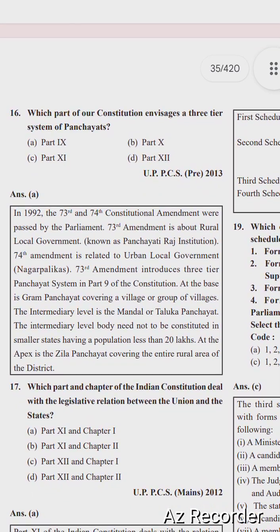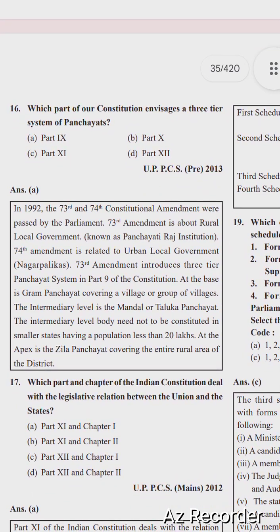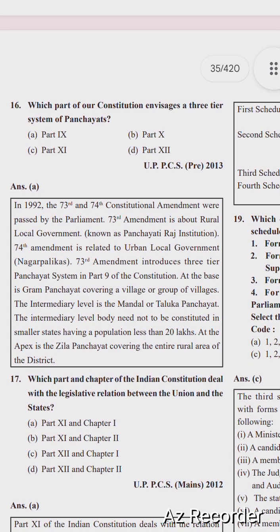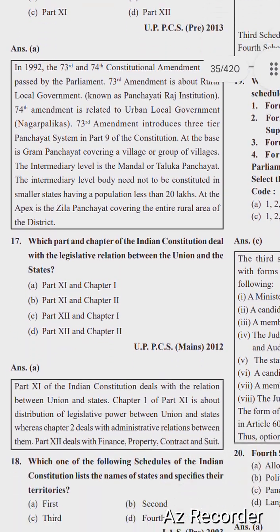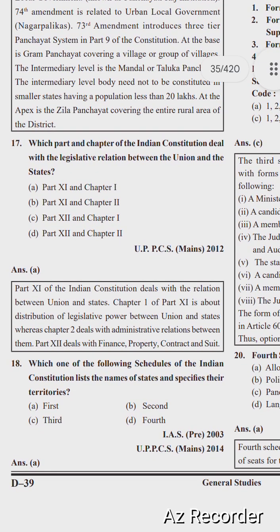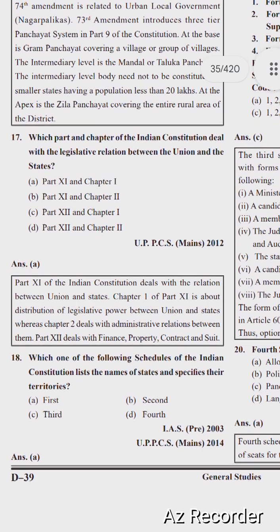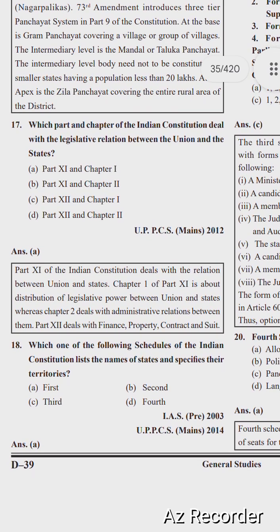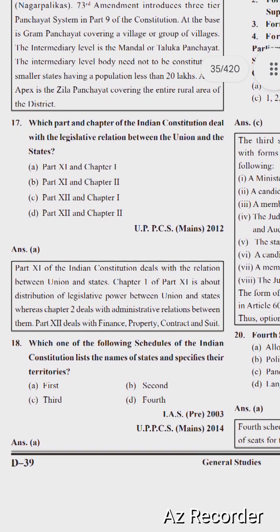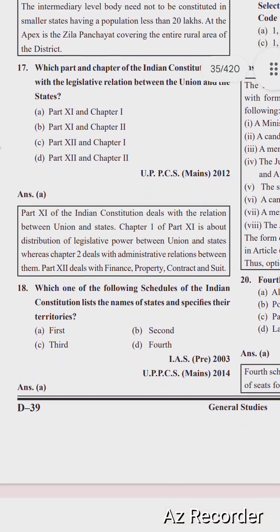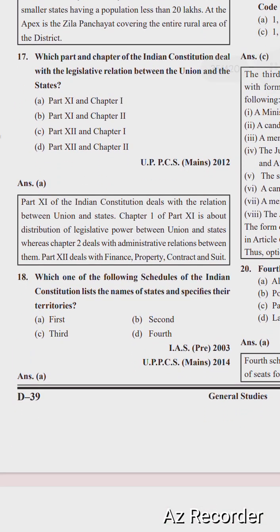Next question is, which part of our Constitution envisages 3 tiers of panchayats? Options are Part 9, Part 10, Part 11 and Part 12. Right option is Part 9 of the Constitution. So next question is, which part and chapter of the Indian Constitution deals with legislative relations between the Union and states? Right option is option number A, Part 11 and Chapter 1 of the Constitution.